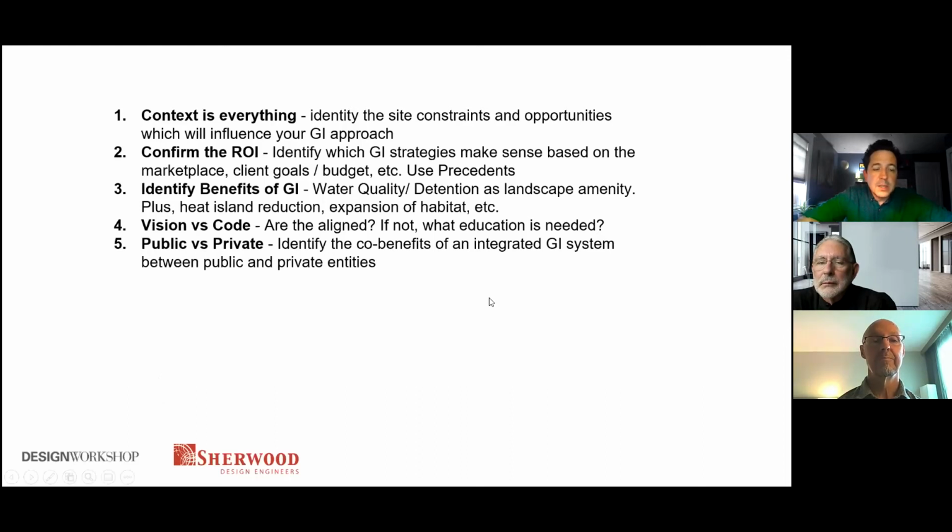And then the integration between public and private partnerships. You see that all the time, and it's no different with stormwater management. There are plenty of arrangements that can be made to manage between both parties. And it ends up creating much more benefit when two parties work together.